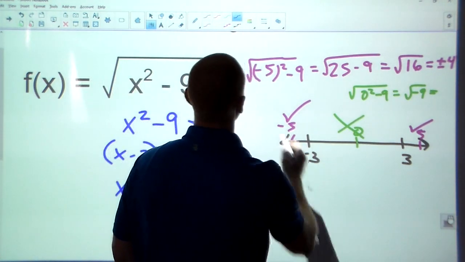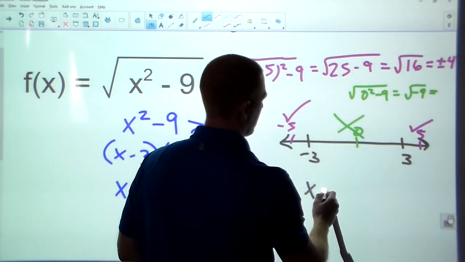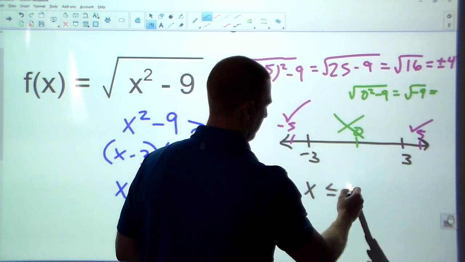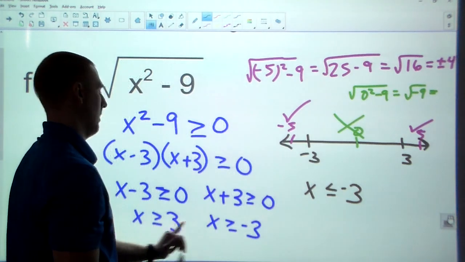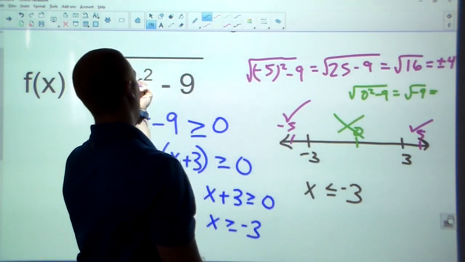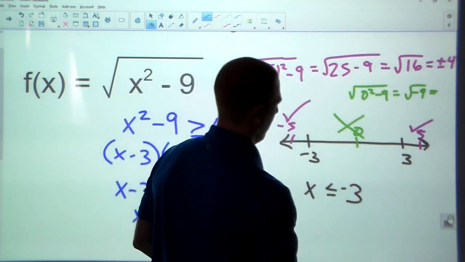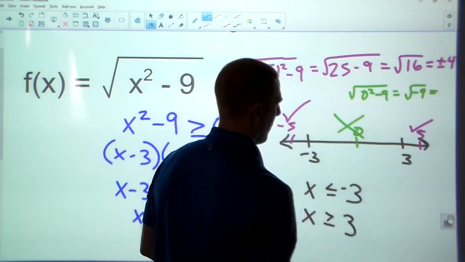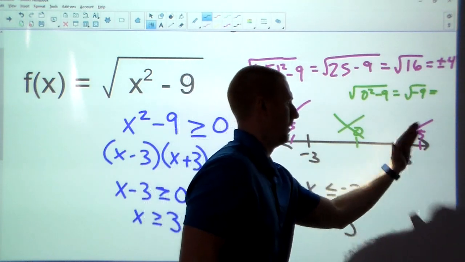And your domain at the end here, x would be less than or equal to negative 3. These were equal to also, or if you're not sure, just plug in negative 3 and see what happens. You'd end up with square root of 0, which is 0, that's okay. The other part of your domain is positive 3. Anything that's 3 or greater.